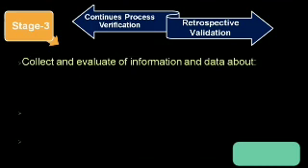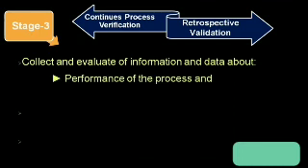Now move on to stage 3, which is continuous process verification. At this stage, we can correlate this stage with retrospective validation. So at this stage, we collect and evaluate the information and data about the performance of the process and final control test. We try to determine how well the process parameters remain within the acceptable range.